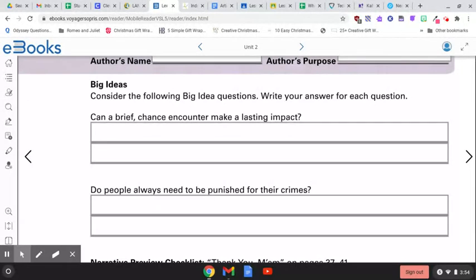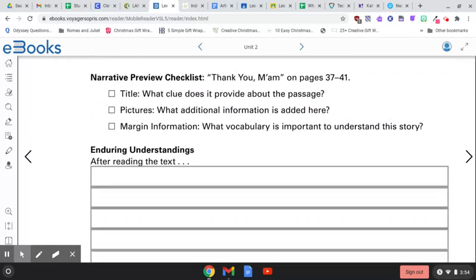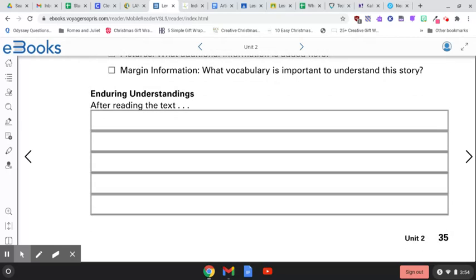Has it made you think about a personal experience or someone you know? Has your perspective or opinion on the specific topic changed? Do you have any lingering thoughts or questions? Write these ideas as your enduring understandings. What will you take with you from this unit?